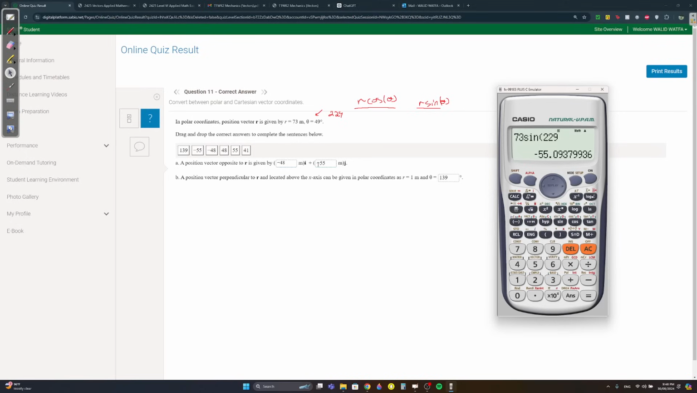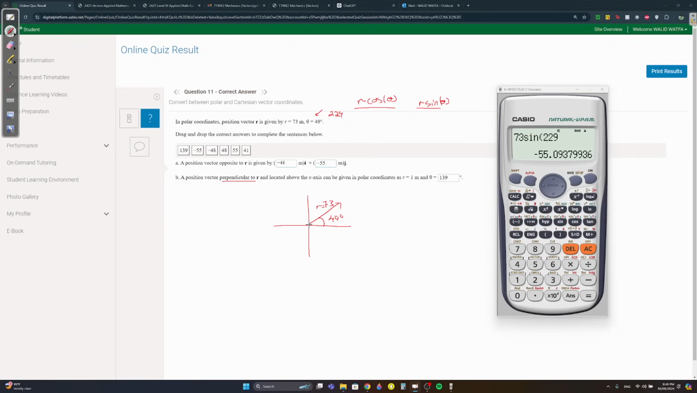Then they say a position vector perpendicular to r and located above the x-axis can be given in polar coordinates as r equals 1 and theta equals 139. To help you understand this, I'm going to draw it for you. Again, I'm going to draw the vector they gave up here, r 73 and 49 degrees. They want it to be perpendicular, so we need a vector that is perpendicular to this line here.